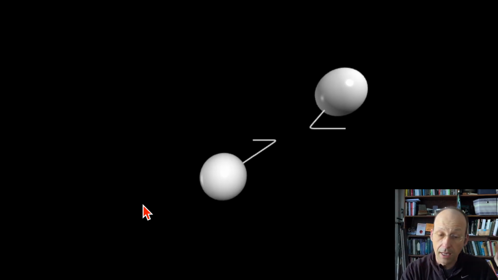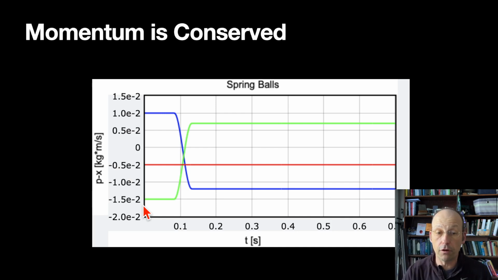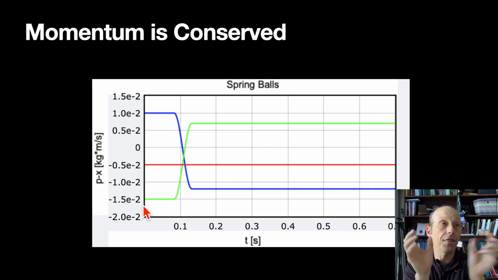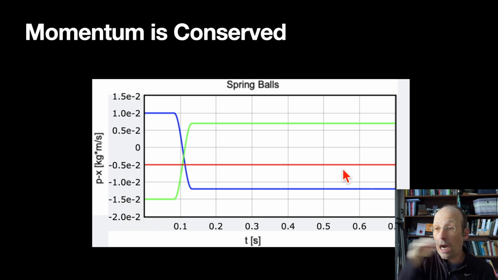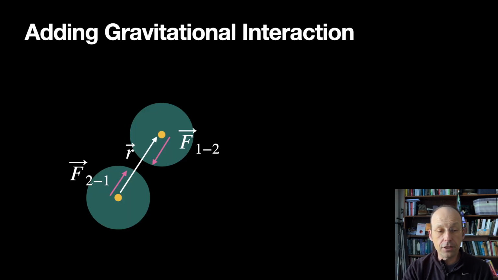Okay, and momentum is conserved. Momentum has to be conserved for the system since I have an internal force, right? Or if you want to think of F1 on 2 and F2 on 1, they're equal and opposite, so they don't really change the total momentum. So here's the momentum of one of the balls, here's the other one, and then the red line is the total, which is constant. Okay, but I need to add a gravitational interaction.